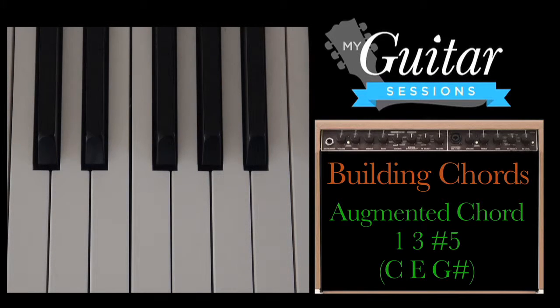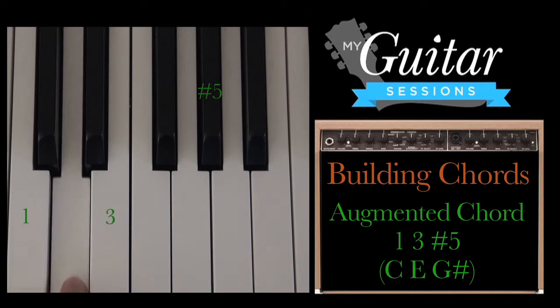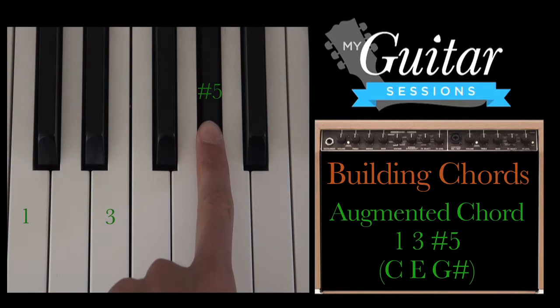Okay? Just an augmented triad here. We're going to look at, we need the 1, the 3, and augmented references a sharp 5. So here you're really going to see the difference. We got our 1, C, our 3, 1, 2, 3, which is E, and then our sharp 5. Normally 5 is here at G, but we got to raise it a half step to G sharp.